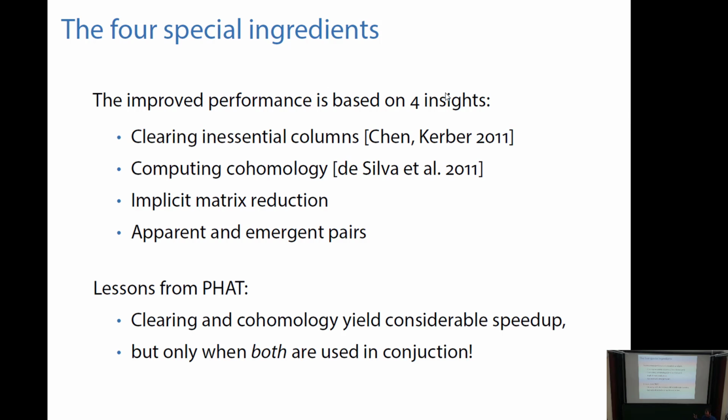One thing I want to mention, what we learned from FAT, where we compared all the optimizations that have been around before, is that clearing and cohomology can give you large speedups in computing Rips complexes, but that seems to only work when you use both at the same time. And if you just use one of them, you can actually get even worse. That's an interesting observation, and it will also become evident from the simple counting argument I will give later why that's the case.